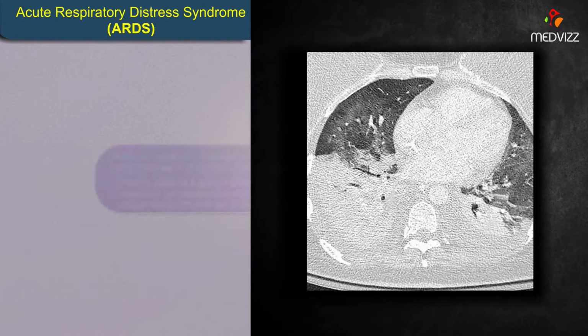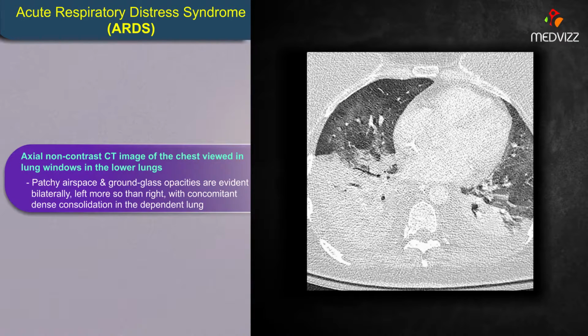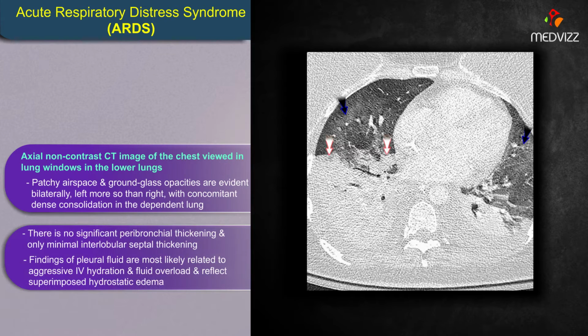Number 6. Axial non-contrast CT image of the chest viewed in lung windows in the lower lungs. Patchy airspace and ground glass opacities are evident bilaterally, straight black arrows, left more so than the right, with concomitant dense consolidation in the dependent lung, shown by the straight white arrows. There is no significant peribronchial thickening and only minimal interlobular septal thickening. The findings of pleural fluid are most likely related to aggressive IV hydration and fluid overload and reflect superimposed hydrostatic edema.